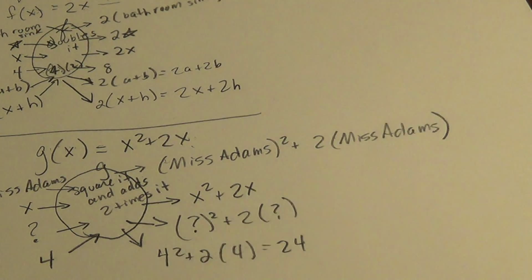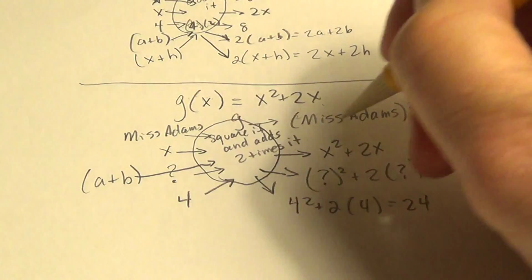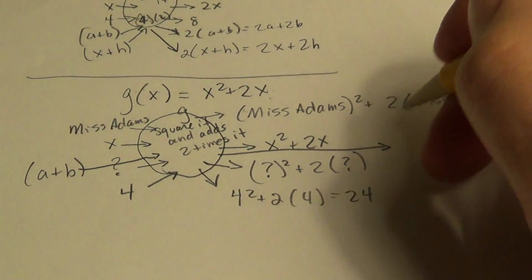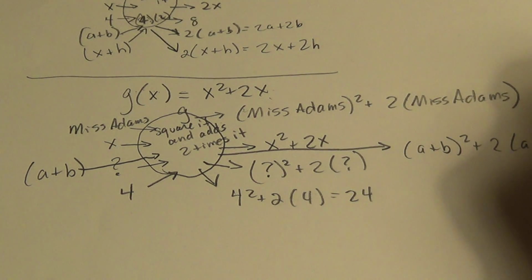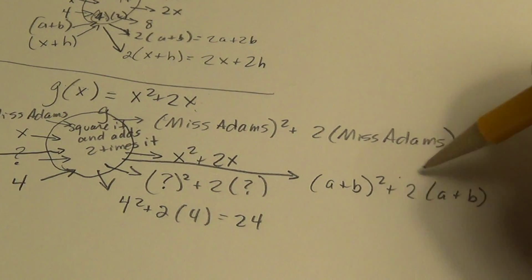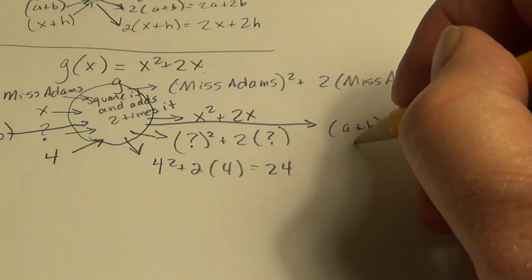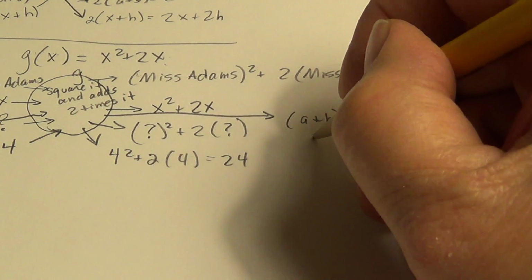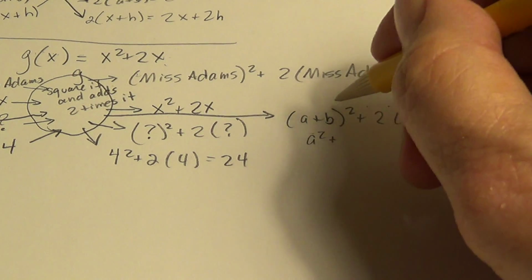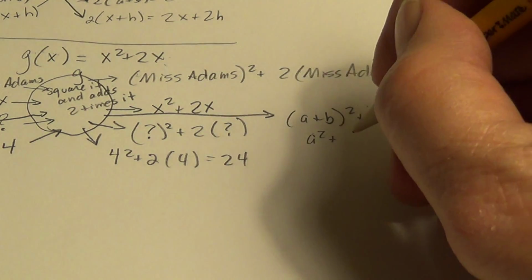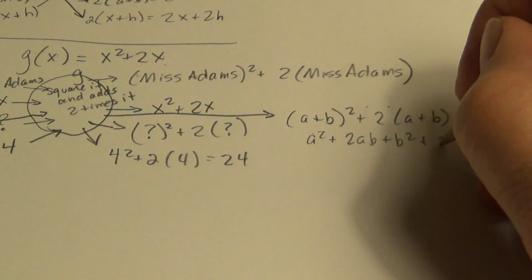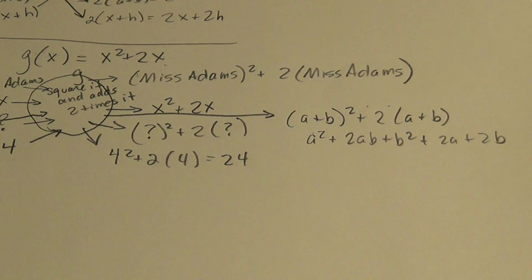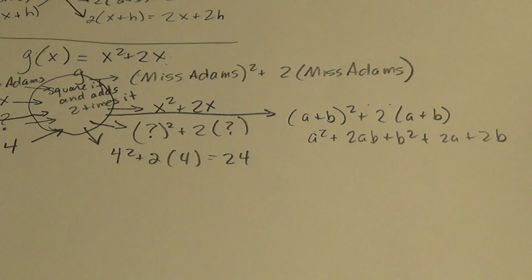Alright, and what if I put in a plus b into this function? What comes out? I'm going to get a plus b quantity squared plus 2 times a plus b. Whatever goes in, I square it and I add 2 times it. This mathematically can be simplified. When you square it, you don't get a squared plus b squared. You have to multiply it out the 4 steps and combine like terms, and you get a squared plus 2ab plus b squared. Distribute 2a plus 2b. I don't see any like terms to combine, so we'll leave it like that.